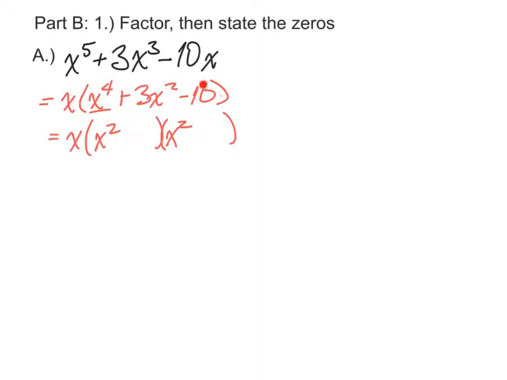Now I look at the factors of 10 to try and make a 3, and those two factors are going to be 5 and 2. 5 times 2 is 10, and plus 5 minus 2 makes 3. Once this thing's completely factored, it's not bad trying to find the zeros. In order to do that, we take each factor and set it equal to 0.